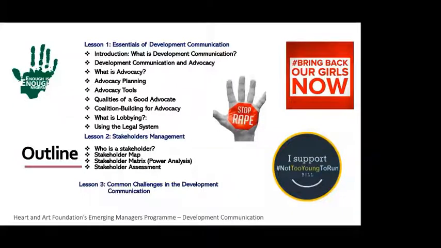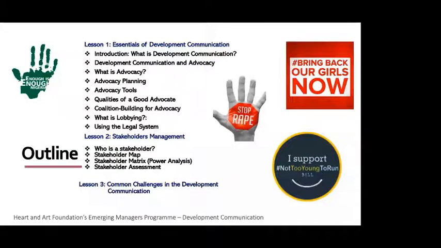And then we quickly look at lobbying. Lobbying is under advocacy, but it's important that we separate it so that we have a better understanding of what it is in relation to advocacy. And then we're also going to be talking about using the legal system. It may interest you that strategic litigation is an effective tool under advocacy, but because of its unique nature, it's important for us to separate it and have a separate conversation about how to use the legal system when it comes to advocacy. Our second lesson, we focus on stakeholders management.